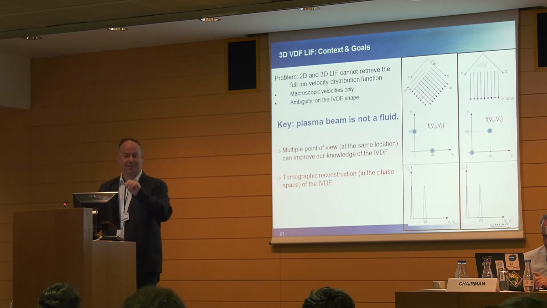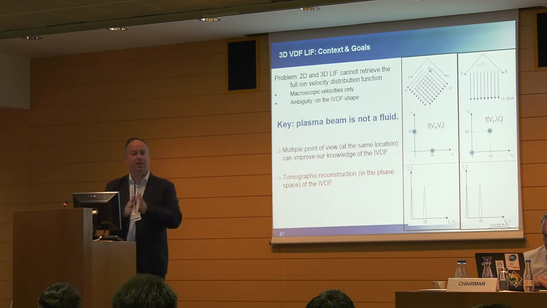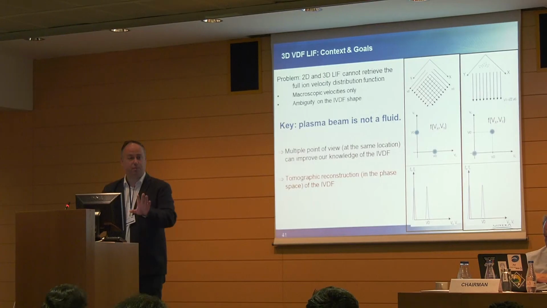I will do it in 2D, okay? But it's very simple. The key point here is plasma or plasma plume is not a fluid. So we're all used to fluids, and that's why it's confusing sometimes. And a fluid is water. At one point, there is one velocity, okay? For a low pressure beam, you don't necessarily have one velocity at one point. And I take this example in 2D.